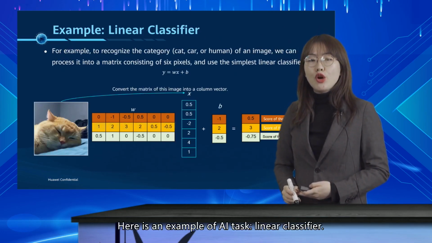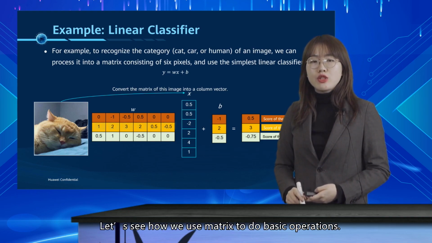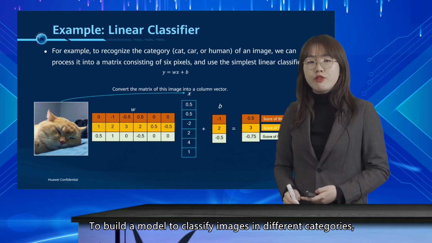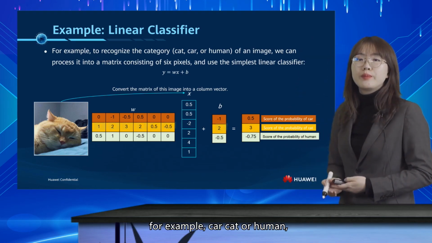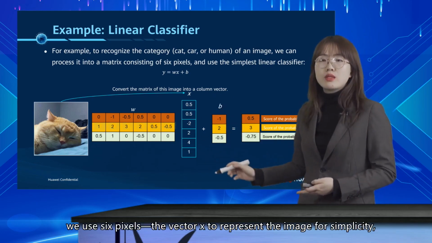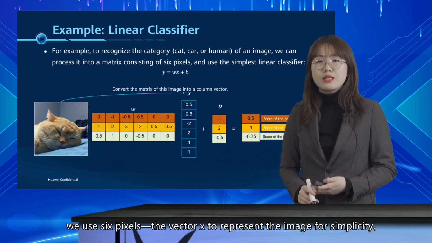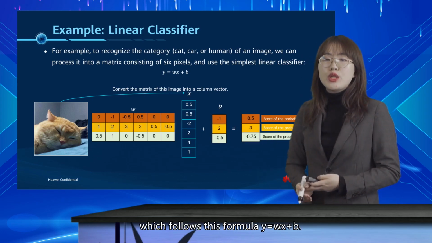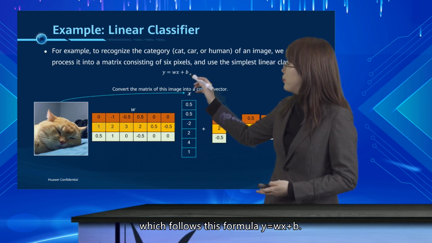Here is an example of an AI task, the linear classifier. Let's see how we use matrices to do basic operations to build a model to classify images into different categories, for example, car, cat, or human. We use 6 pixels, the vector x, to represent the image for simplicity. And we have the weight W and the bias b, which follow this formula, y equals Wx plus b.